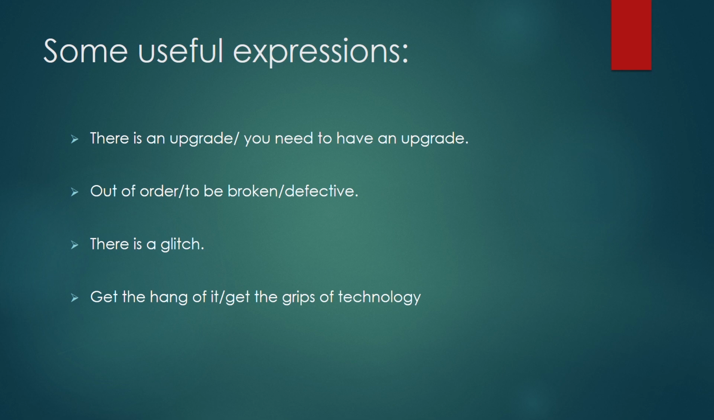Out of order, to be broken, to be defective, they are all synonyms, which mean that the device you have is not working properly. It is not really broken, it is not functioning properly, it is not working as it is supposed to. There is a glitch, it means there is a problem. You can use this expression for websites. For example, you say ingvid.com had a glitch a couple of years ago in the survey section. So in the survey section of the website, there was a problem. For example, a button didn't work. For example, a form was not really submitting the data. So there is a glitch.